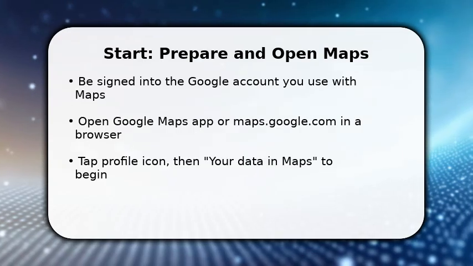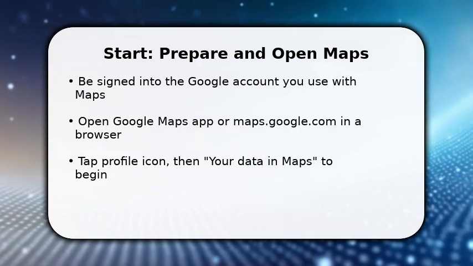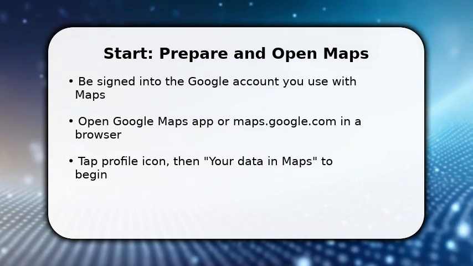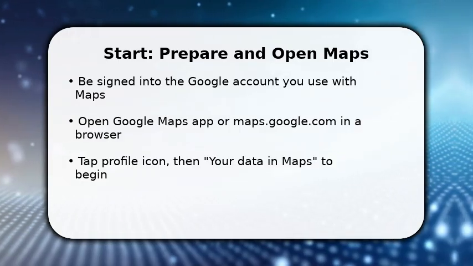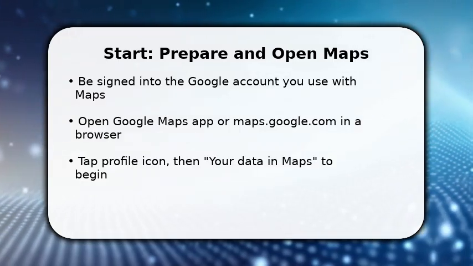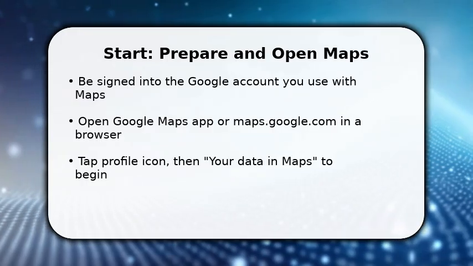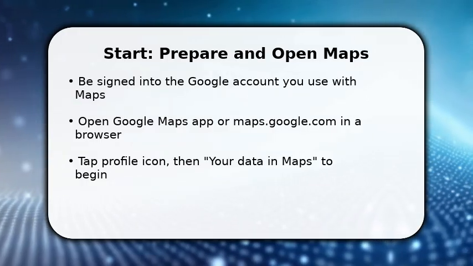Enjoy the video. You're signed in and ready. Open Google Maps now. Once done, tap your profile icon and choose your data in Maps so you access activity controls. This step puts you straight into the settings that store searches and places.